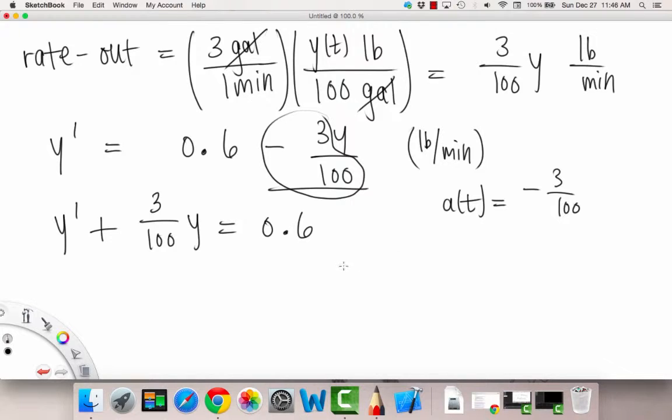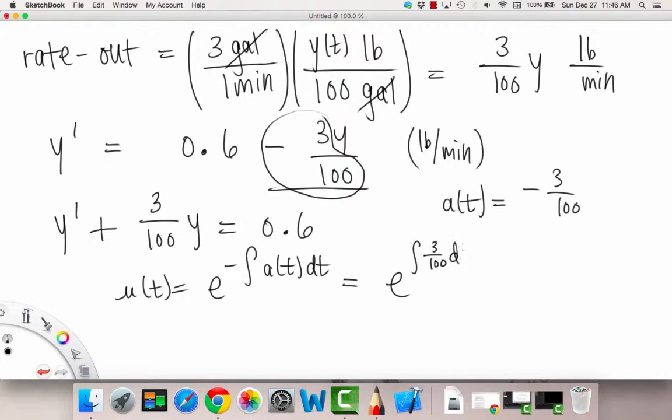Okay, now we're going to solve for our integrating factor, which is mu of t, which is equal to e to the negative integral of whatever our A of t function was. Okay, so again, we have something like e to the, and a negative, so we have positive 3 over 100 dt. So this is going to be equal to e to the 3t over 100. This is our integrating factor here, okay?